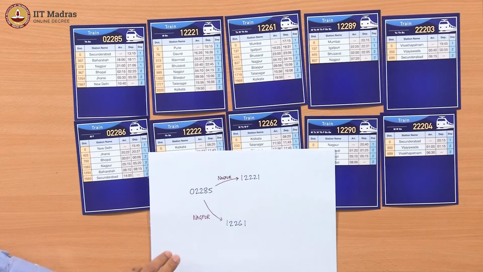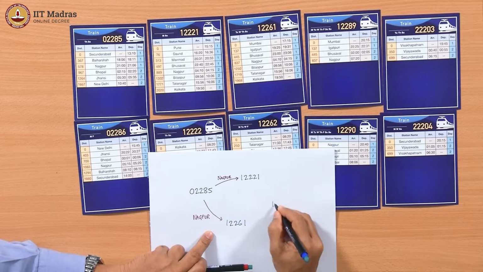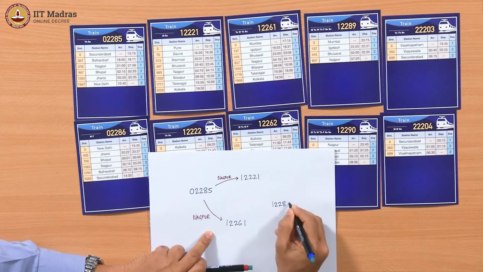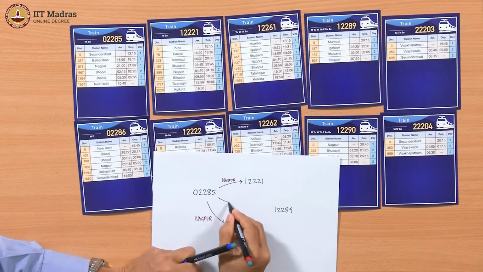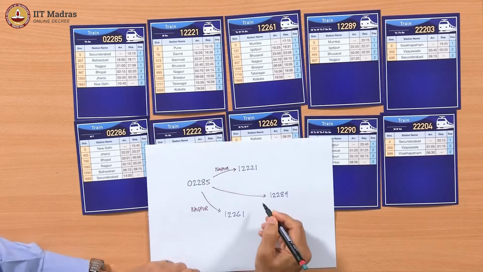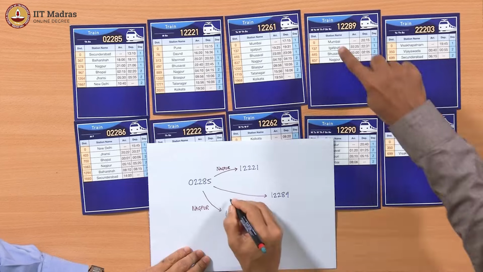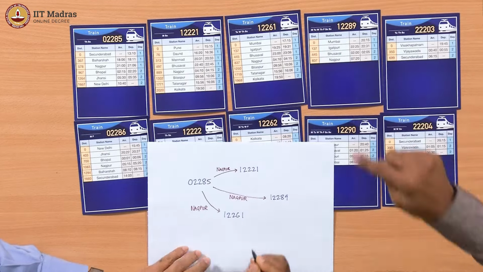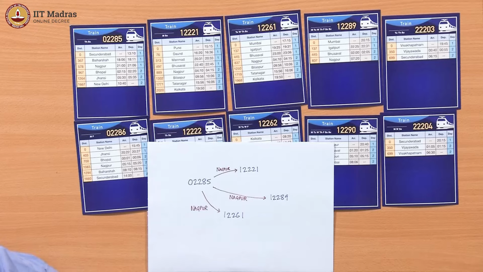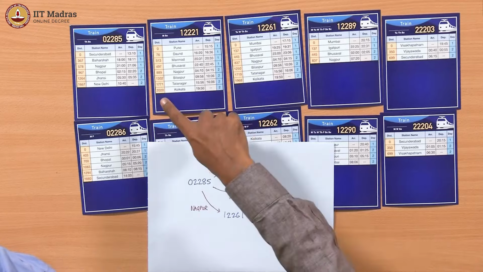What about 12289? Again Nagpur. So this is also connected, via Nagpur. This time you catch it at 7:20. This one is there every day, Monday, Tuesday, Wednesday, Thursday, Friday, Saturday, Sunday. So you get off from 02285 at Nagpur at 9 o'clock, and next morning at 7:20 you can catch it. For sure you will get this train.